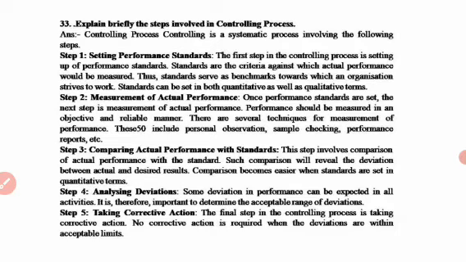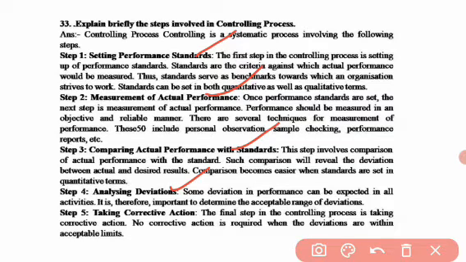So first step, that is setting performance standards. Second, measurement of actual performance. Third, comparing actual performance with standards. Fourth, analyzing deviations. And fifth step, taking corrective actions. So these are the 5 important steps of controlling.